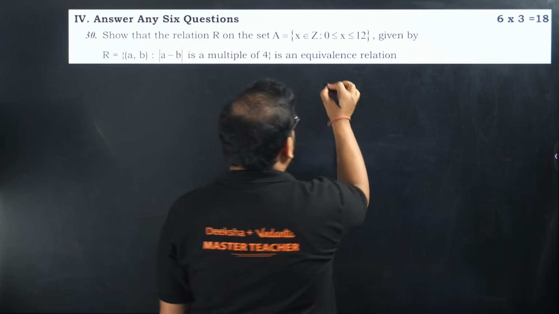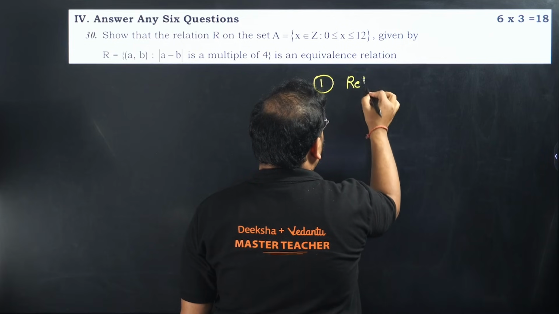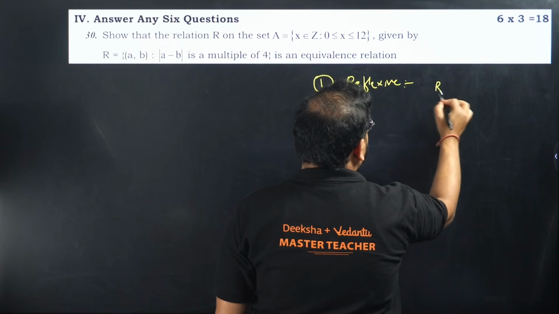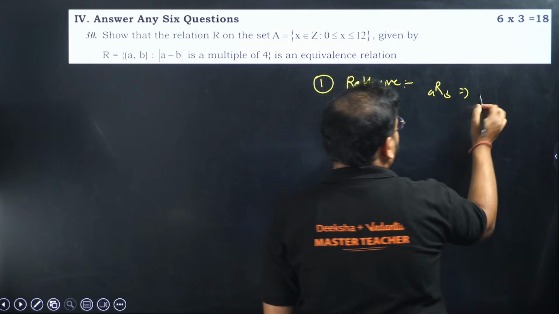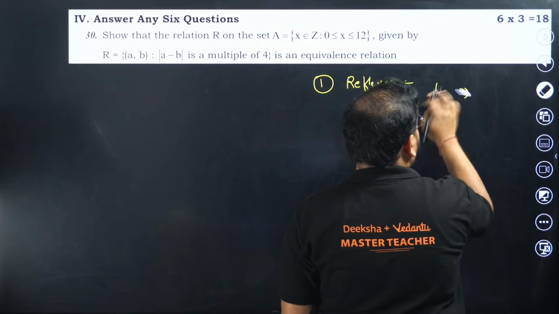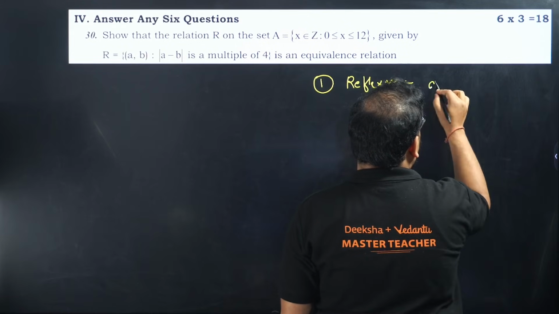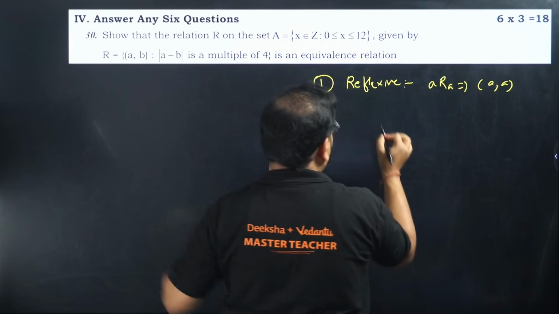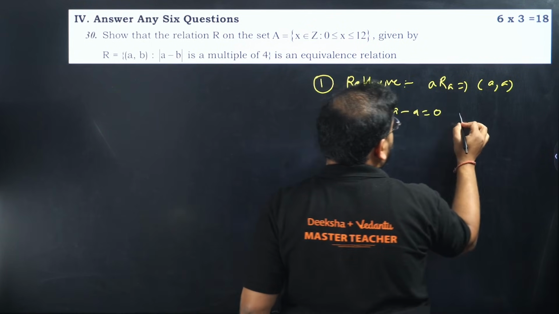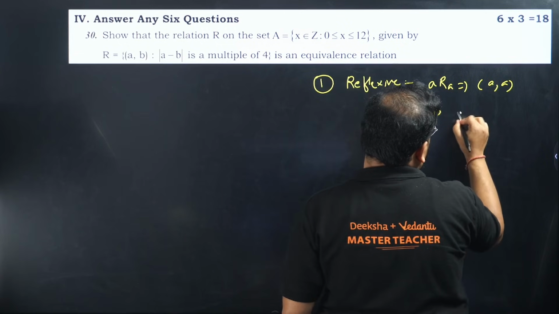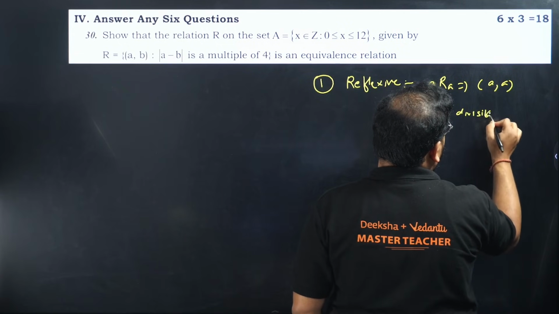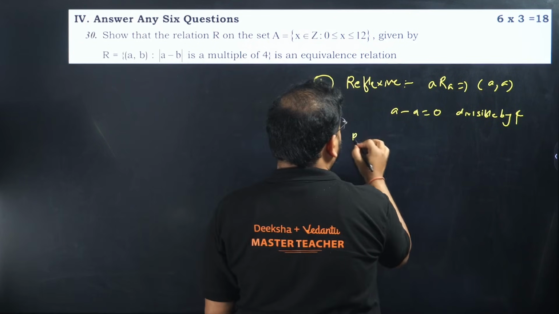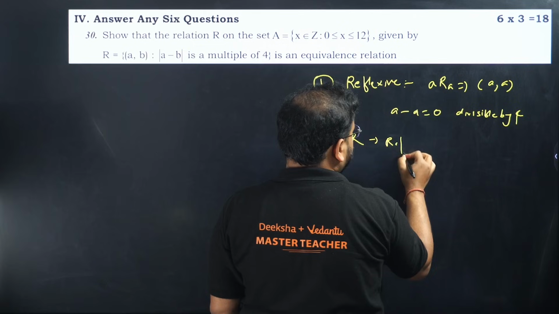So first, the reflexive one. Check here for reflexive. The condition is A R A, not A R B. The ordered pair here will be (A, A). So according to the relation R, we have A minus A equal to 0, which is divisible by 4. It means the given relation R is reflexive in nature.